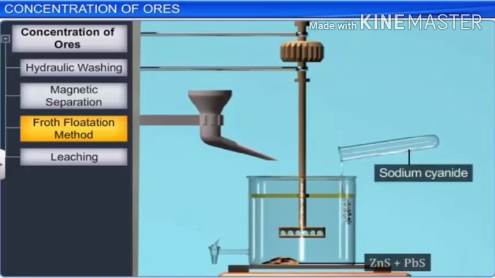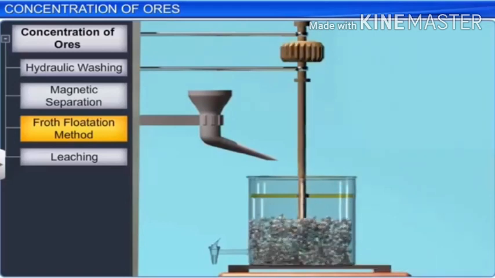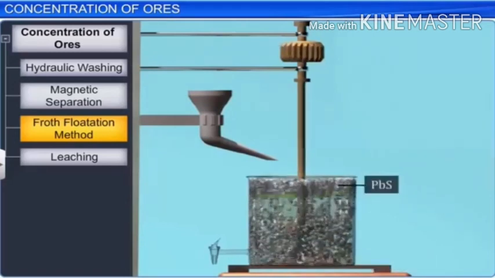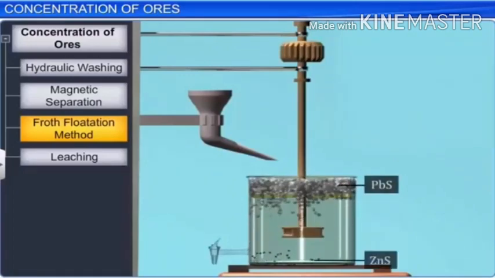This sodium cyanide will allow only one of the ores to enter into the froth. In this particular case, it will prevent the zinc sulfide from coming into the froth, but it will allow only lead sulfide to enter into the froth. Thereby we can separate them. The froth can be recovered and dried, and we will get our lead sulfide and zinc sulfide separately.